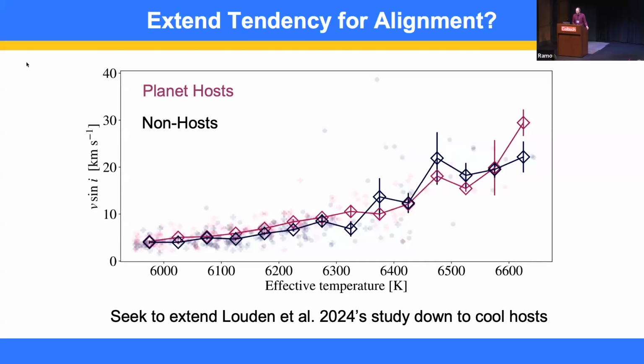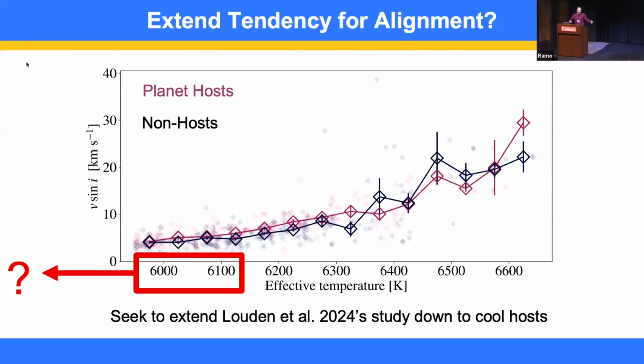which would then put the planet obliquity also to be edge on. However, below the Kraft break at like 6,300 and below, the planet hosts are now preferentially spinning slightly faster than the non-hosts, and again, this is tentative evidence for more generally aligned planets. However, they did end this study at about 6,000 Kelvin, which is pretty hot when we're talking about sun-like stars.